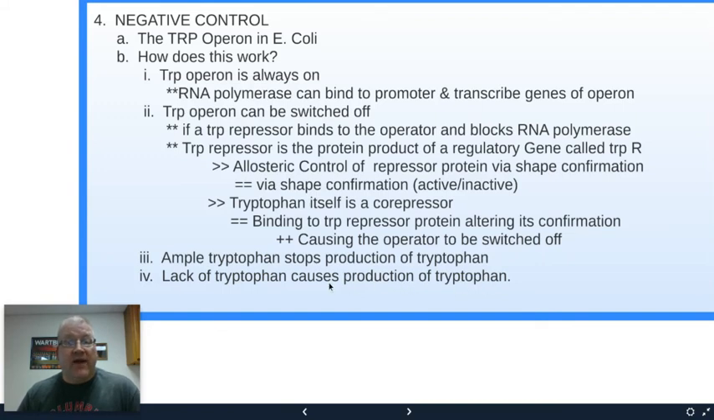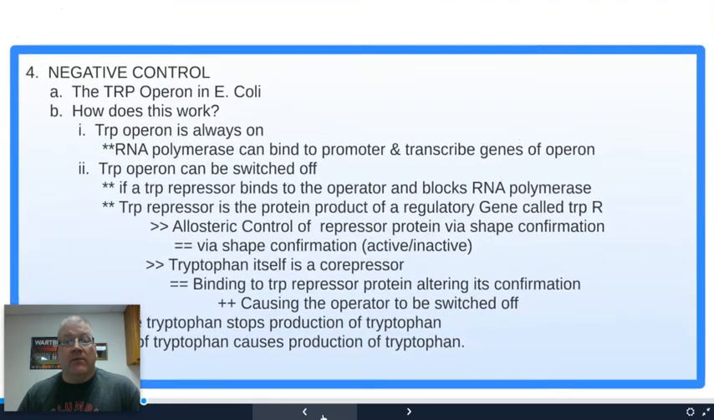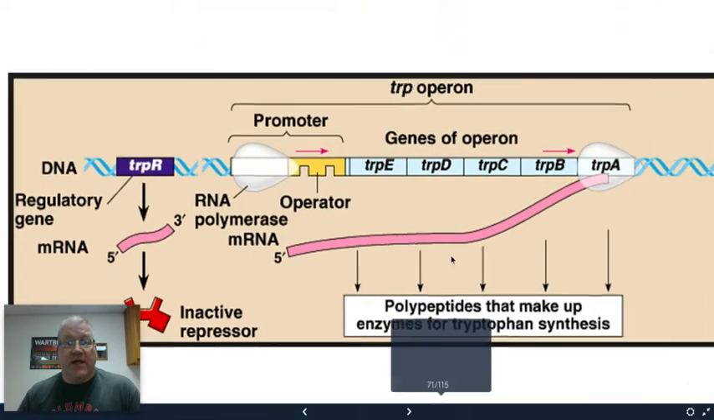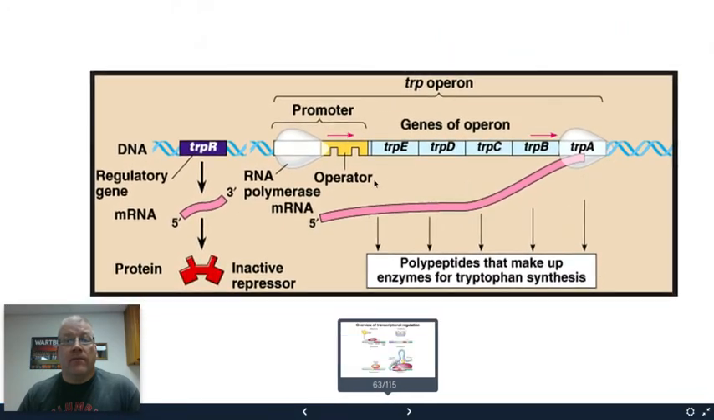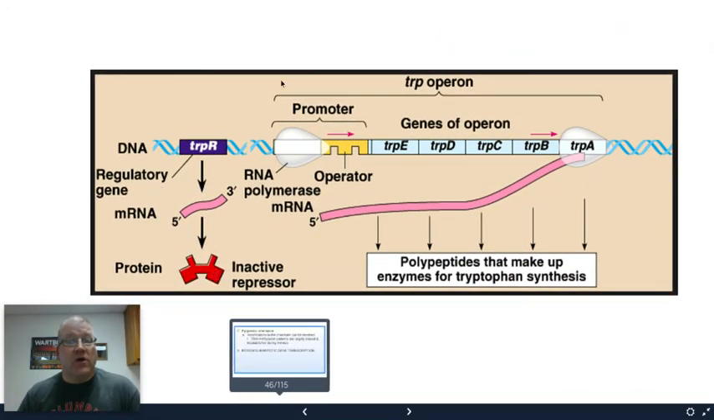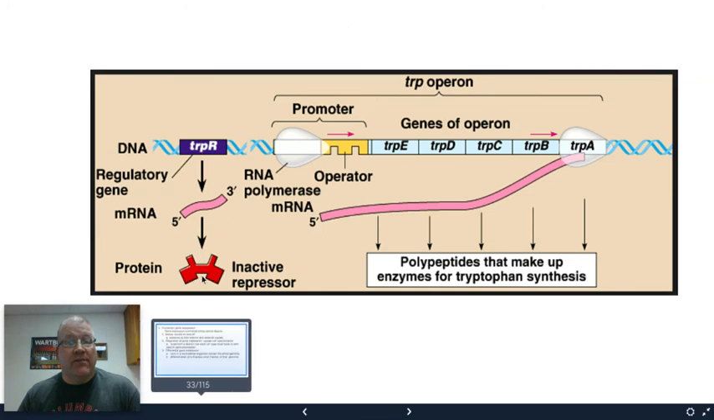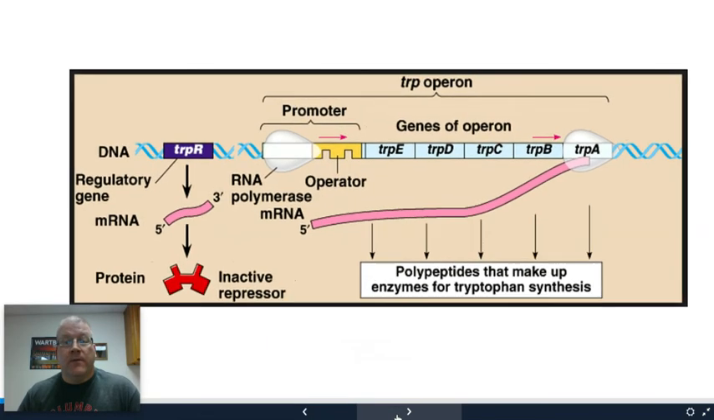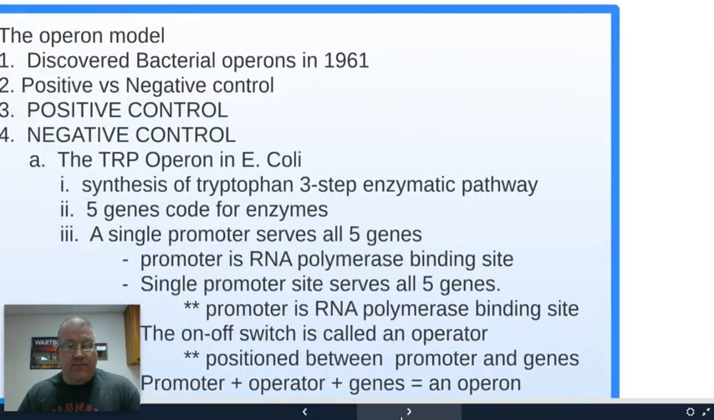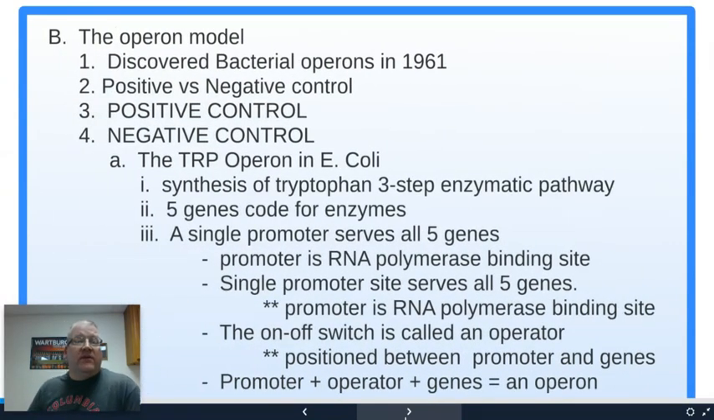Tryptophan as a co-repressor would no longer be causing the shape of this thing to be changed. So here we're talking about changing the shape of that trp repressor by not being there. So the lac operon is a positive control. The trp operon is a negative control.